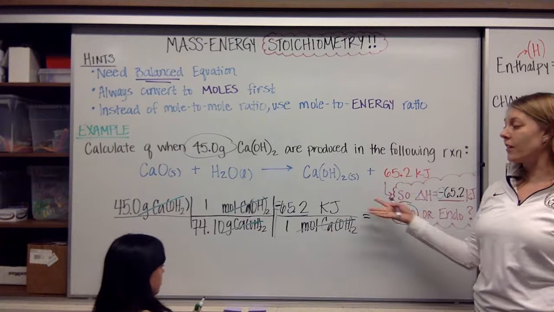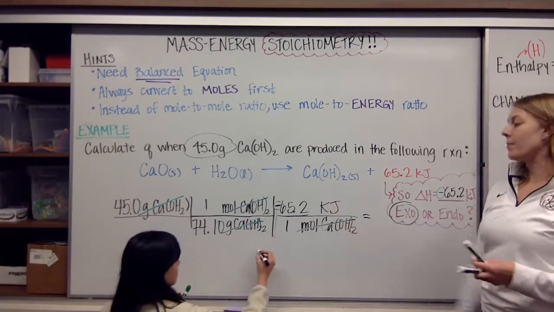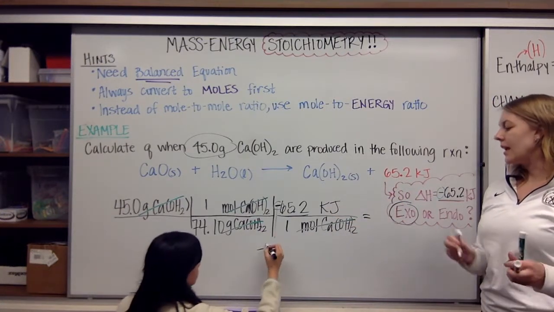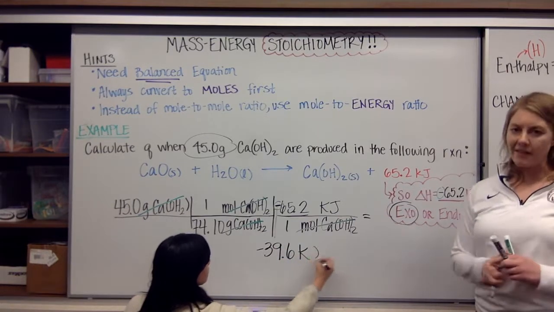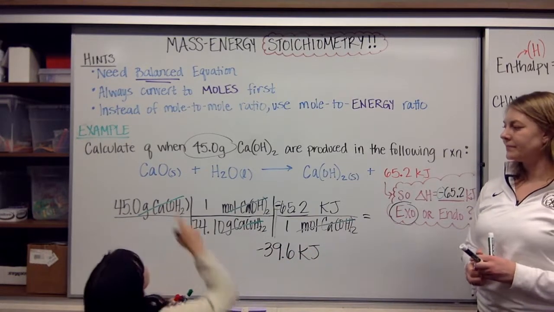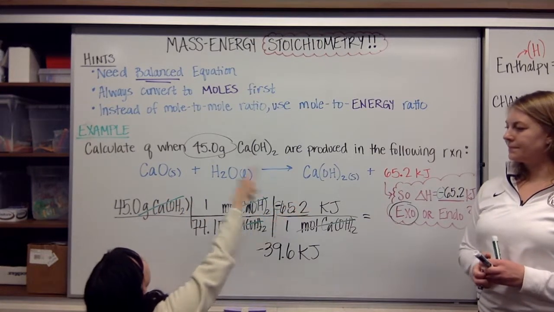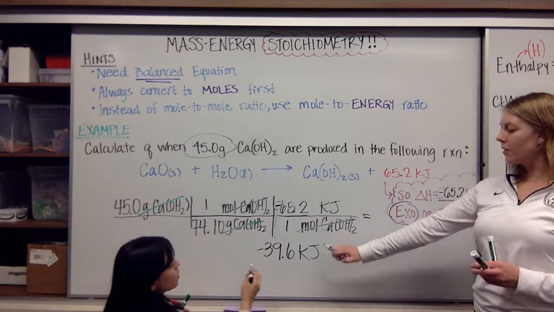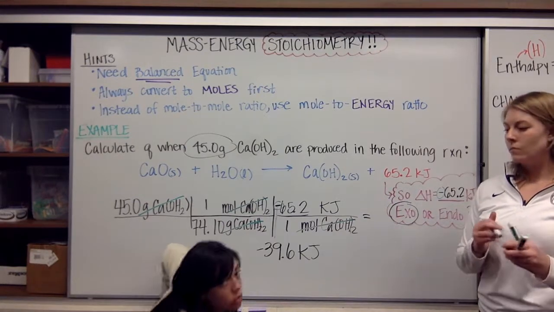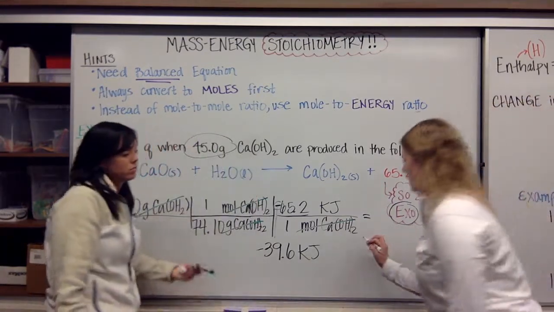So we're going to multiply across the top and divide across the bottom, and we get negative 39.6 kilojoules. Correct sig figs are important here. So we are calculating Q. So here our Q would say 39.6 kilojoules are released.